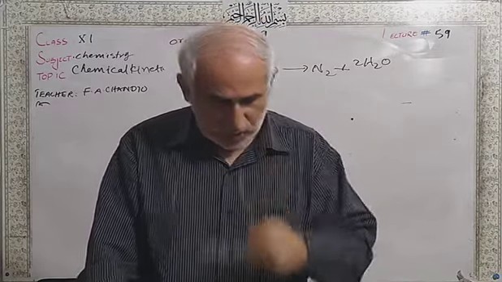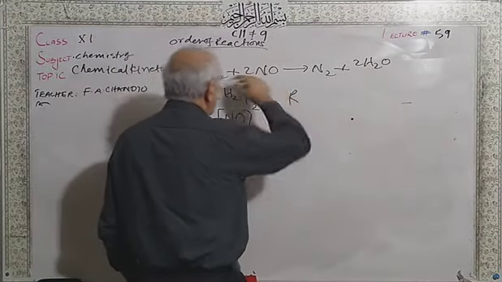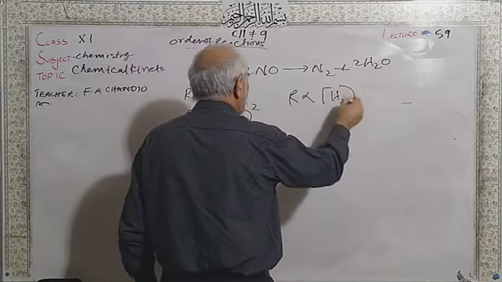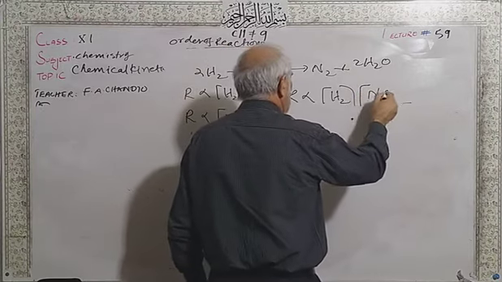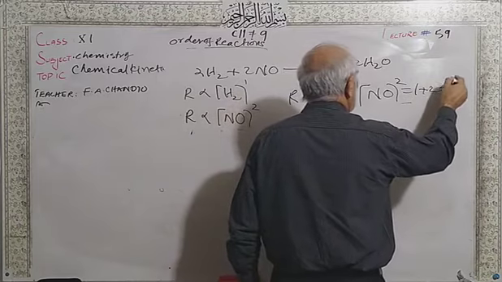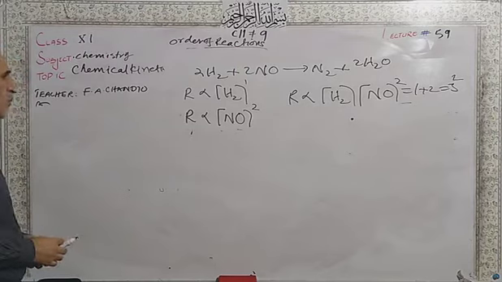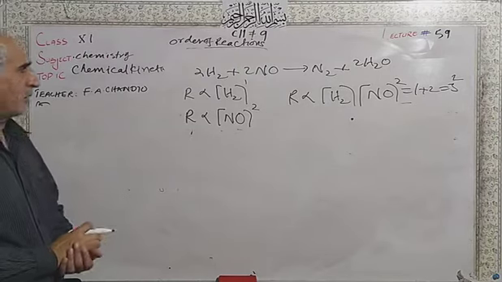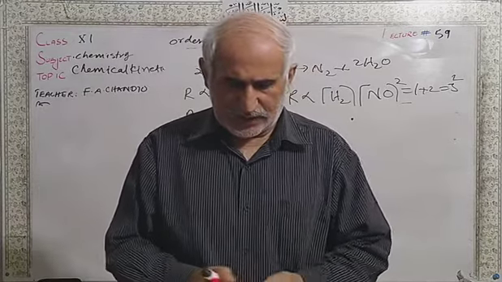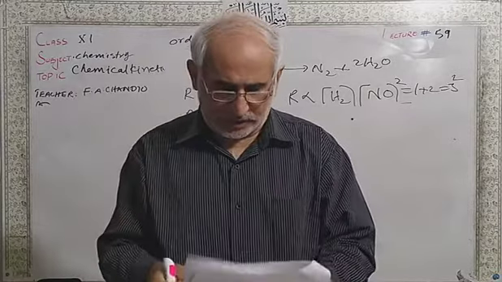So write the rate law for the whole. Rate is directly proportional to the concentration of the first power of hydrogen and 2 powers for nitric oxide. So 1 plus 2 is equal to 3. So the order is third. Third order reaction. So this is third order kinetics. So students, these are the orders of the reactions.